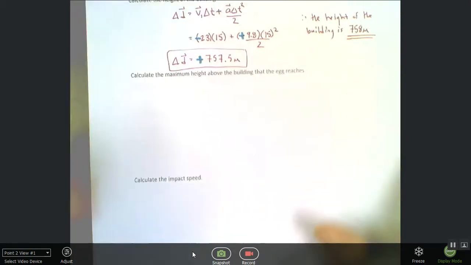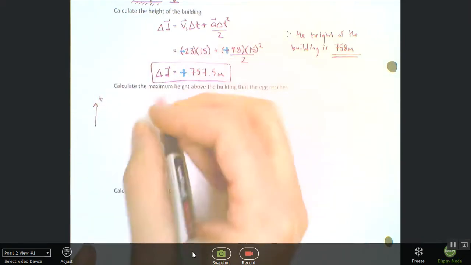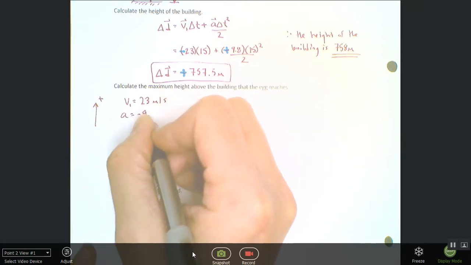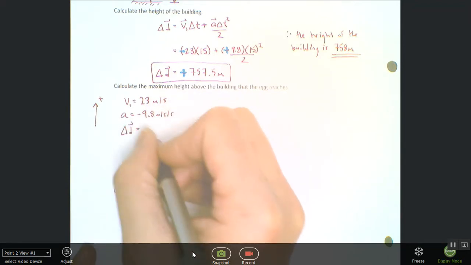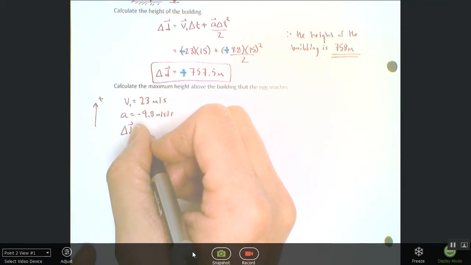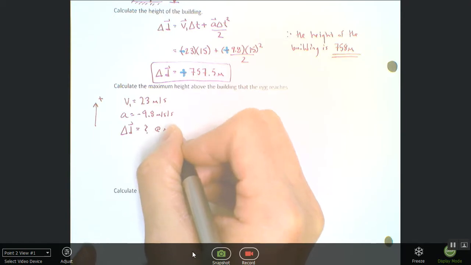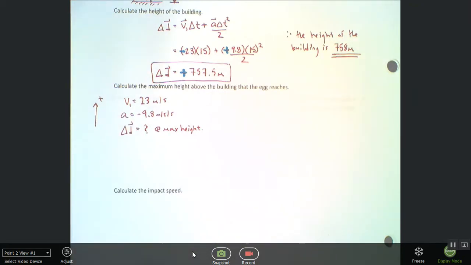Okay, calculate the maximum height above the building that it reaches. Now here's a key point. I'm going to keep up as positive just so that we stay with the original problem. V1 in that case was 23 meters per second. The acceleration was negative 9.8 meters per second per second. We're looking for the displacement, and that's unknown. And what we need to find out, this is sort of at max height. So you're probably looking at this thinking, I don't know what to do with this. I don't have enough information. I don't know how long it took to get to maximum height. I don't know the speed at maximum height. I don't know any of this information.